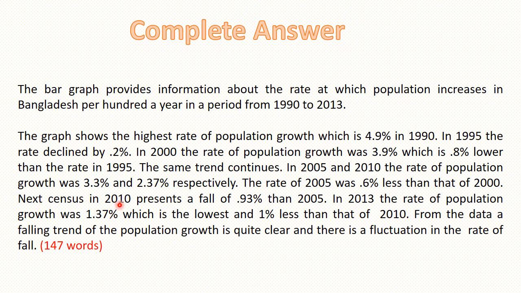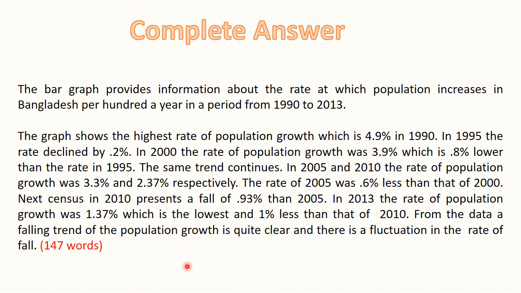Next census in 2010 presents a fall of 0.93% than 2005. In 2013, the rate of population growth was 1.37%, which is the lowest and 1% less than that of 2010. From the data, a falling trend of the population growth is quite clear, and there is a fluctuation in the rate of fall.